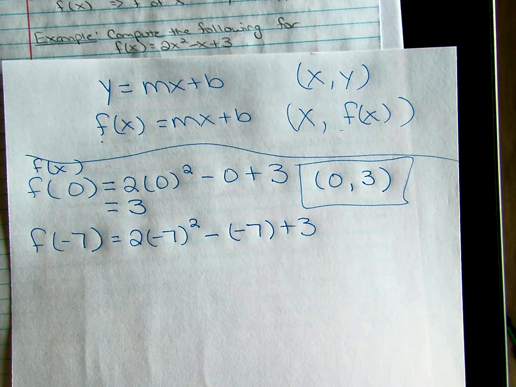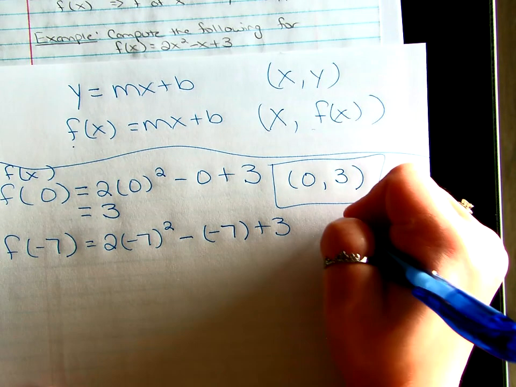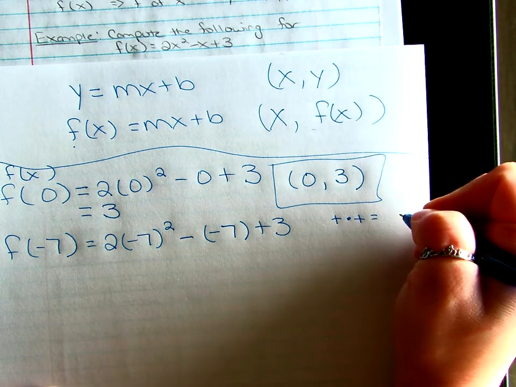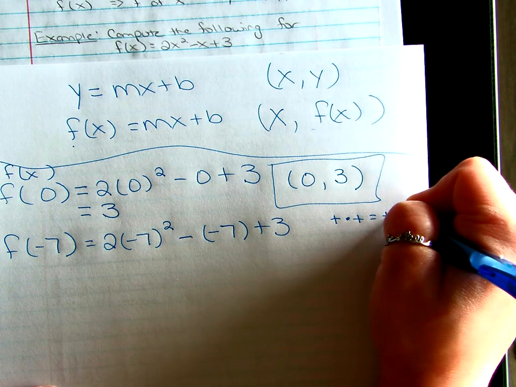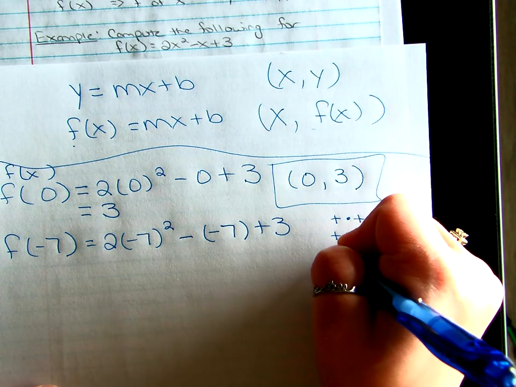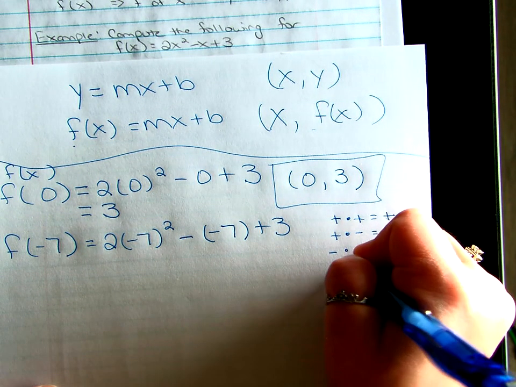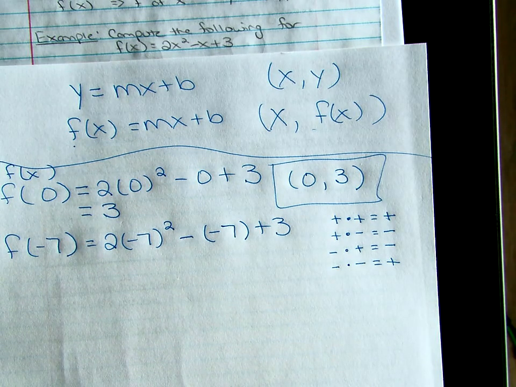A lot of times I include this little chart to the side in my notes. I do it in 20, 30, 125, this class, where a positive times a positive is positive, positive times negative is negative, a negative times a positive is negative, and a negative times a negative is positive. Because I like to go ahead and take care of those double signs when they pop up throughout the equation or the problem.